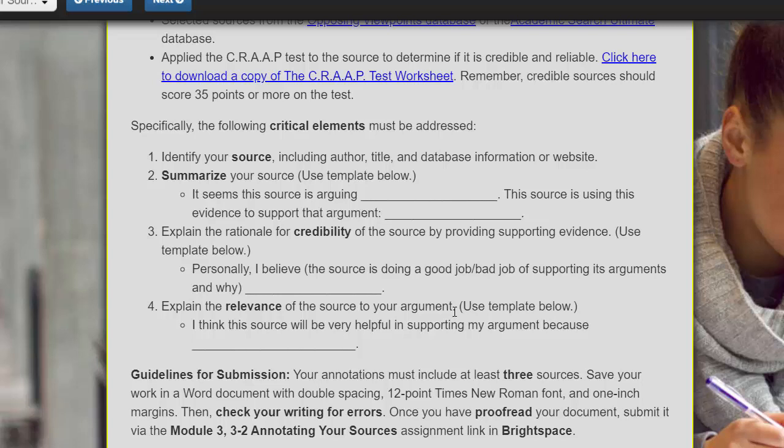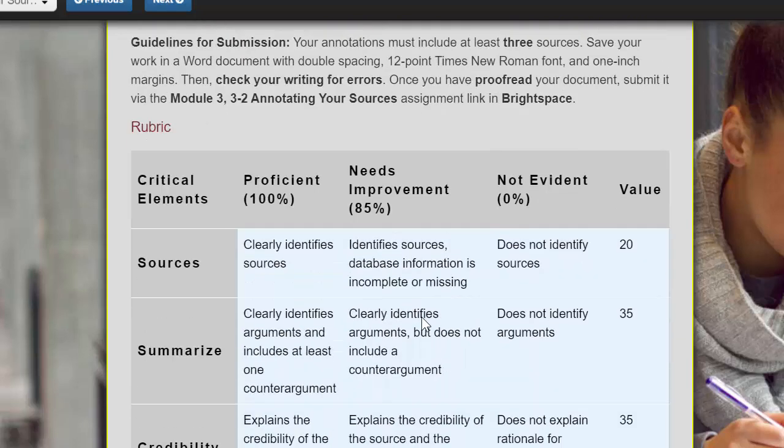Now, with that in mind, you're going to do that same exercise for 3 sources, and one of those 3 is going to support the opposing viewpoint of your topic. So hopefully that helps clarify a little bit.